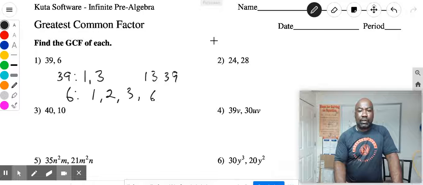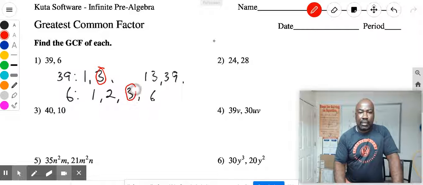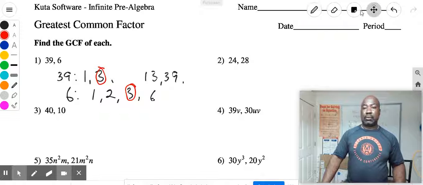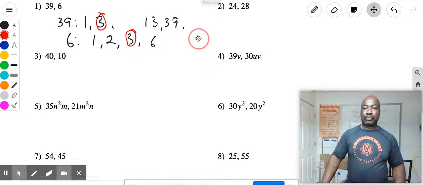So if you're looking at this right now, we're looking at the greatest common factor right here. Let me put a circle around it. Would be 3. Would be 3 right here. All right, easy peasy. Let's take a look at example number 3 right here.